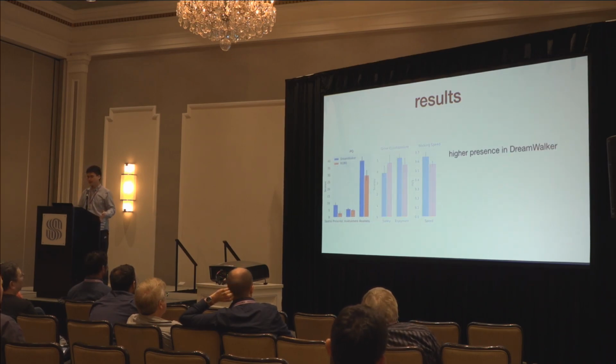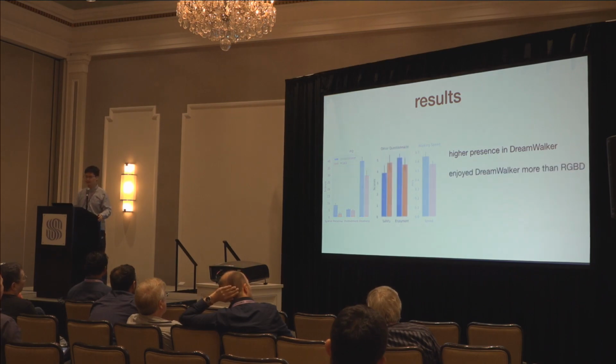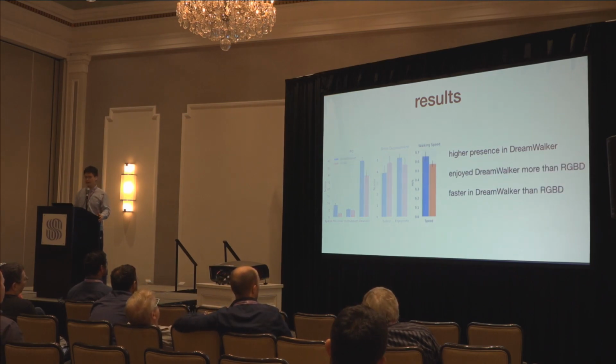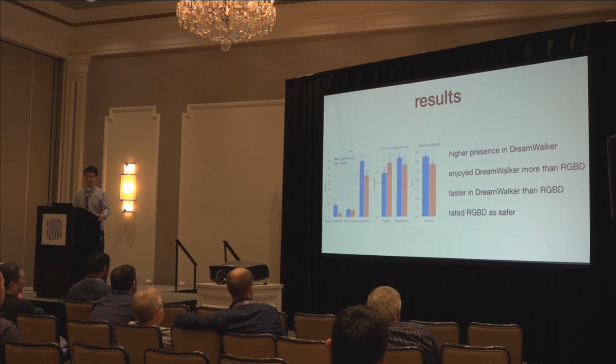This is the result. People report DreamWalker has higher presence. They enjoy DreamWalker more. And people actually, surprisingly, walk faster in the DreamWalker condition. But they rate the RGBD condition as safer, probably because they can still see everything in the real world.